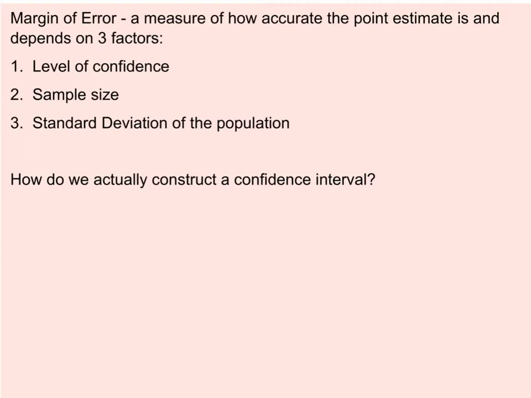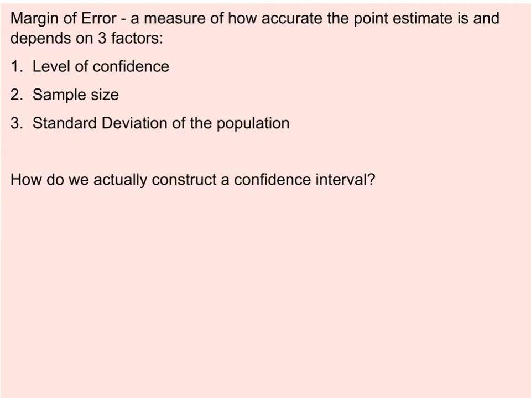So the margin of error is a measure of how accurate our point estimate is, and it depends on three things. It depends on the level of confidence, right? If I want to be more confident, that means that I have to give more room for error. However, if I want to be less confident, then I can leave a smaller room for error. And then sample size, think about if you have a really, really big sample size, like almost as big as the population, not likely going to happen, but the sample size, if it's really, really big, it's going to create a really, really small margin of error. And then the standard deviation also affects the margin of error as well.